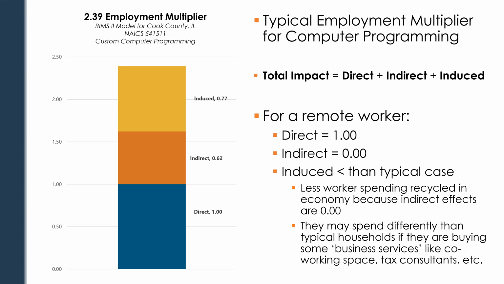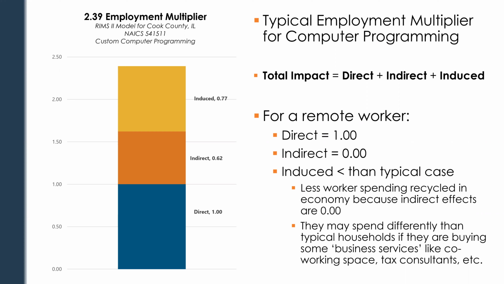But for a remote worker, the direct is still going to be 1, right? There's still 1 direct worker. The indirect, as we just mentioned, is probably going to be 0, because really the company isn't spending money in your community. You're losing out on that indirect part. And then the induced part, we can think that might be less than typical.